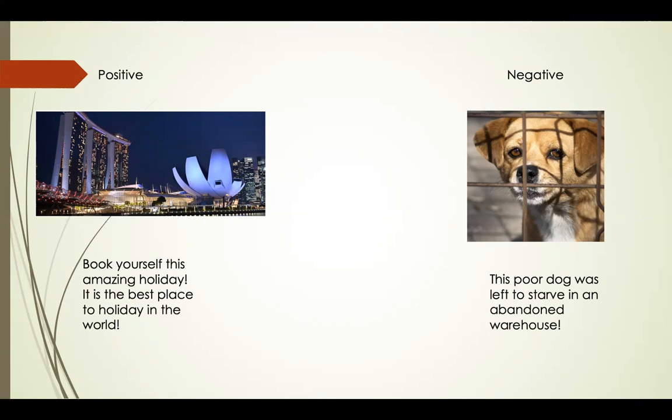Alternatively, emotive language can have a negative impact. So as you can see from the picture, you have a dog which seems malnourished, seems like it's isolated, it's marginalized, and it reads the following. "This poor dog was left to starve in an abandoned warehouse." Now, when the reader reads this, how do you think they will respond? How does it make us feel? Look at the particular words that the writer has used here to have this negative impact.